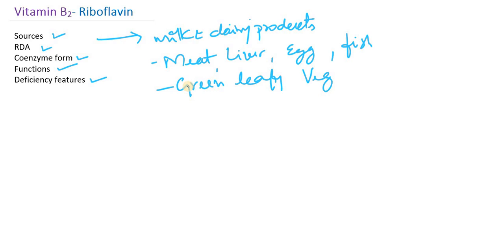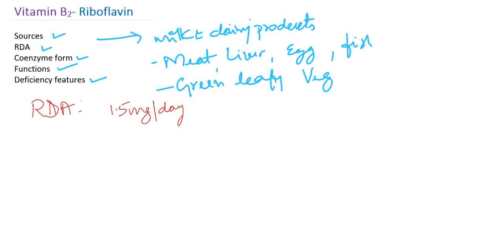Coming to the daily requirement of riboflavin, the dietary requirement of riboflavin is about 1.5 milligram per day. It will be sufficient if you consume 1.5 milligram of riboflavin through these dietary sources.